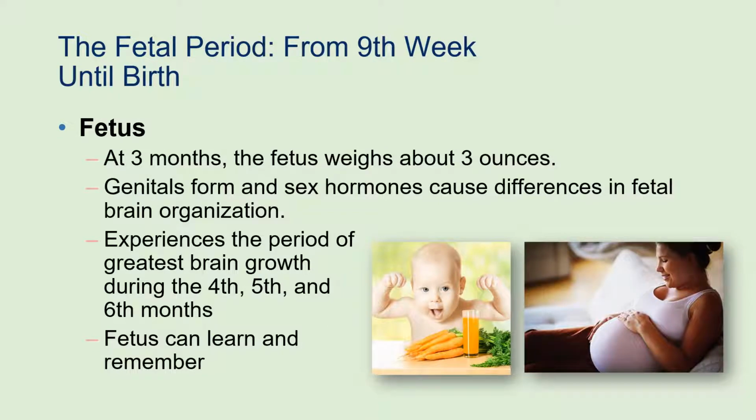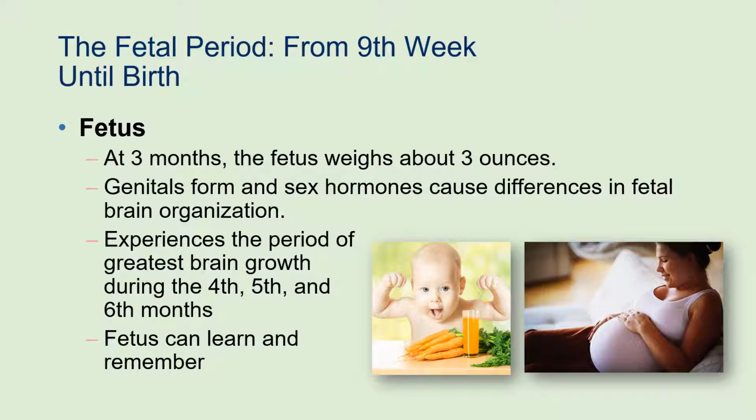The final and longest phase of prenatal development is the fetal period, which begins at the 9th week and ends at birth. During this period, the baby-to-be becomes much larger and its bodily systems begin to work. The increase in size is remarkable. At the beginning of this period, the fetus weighs less than an ounce. At 3 months, the fetus weighs about 3 ounces.